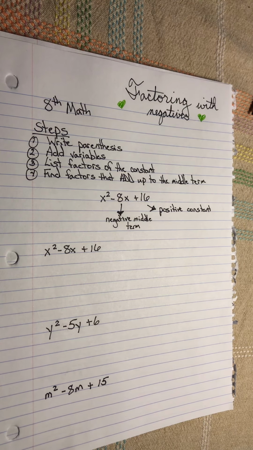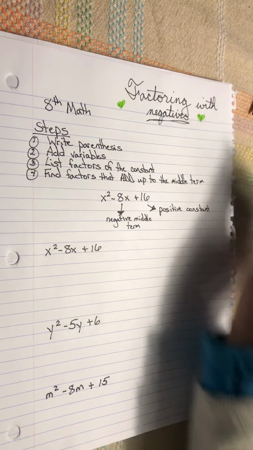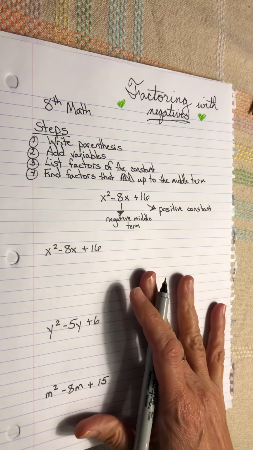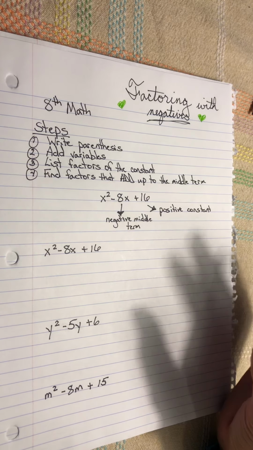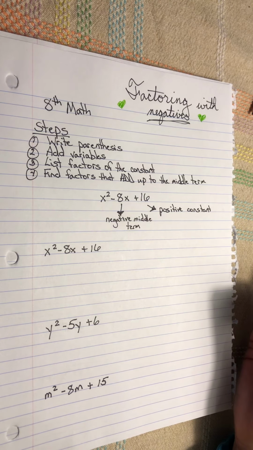Hello, 8th grade. We are working on factoring, but with negatives. On Monday you worked on factoring and your two binomials were always positive. Today we are working on factoring where your two binomials are going to have negative constant numbers in them.